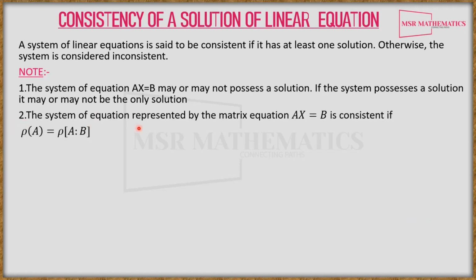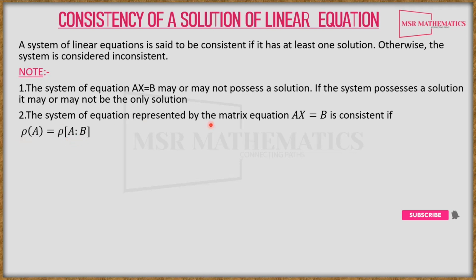The system of equations represented by a matrix equation Ax = b is consistent if rho(A) = rho(A|b). Here rho(A) is nothing but the rank of matrix A, and rho(A|b) is the rank of the augmented matrix A|b. I will show this by solving problems.